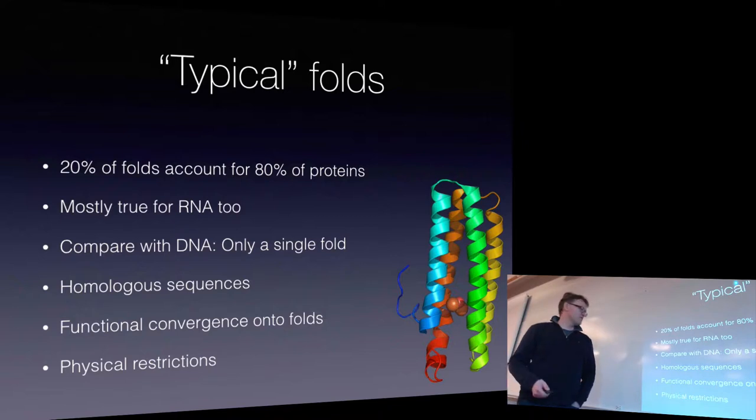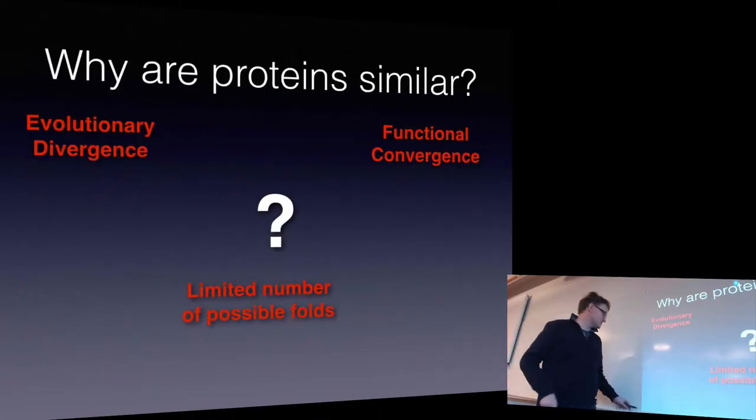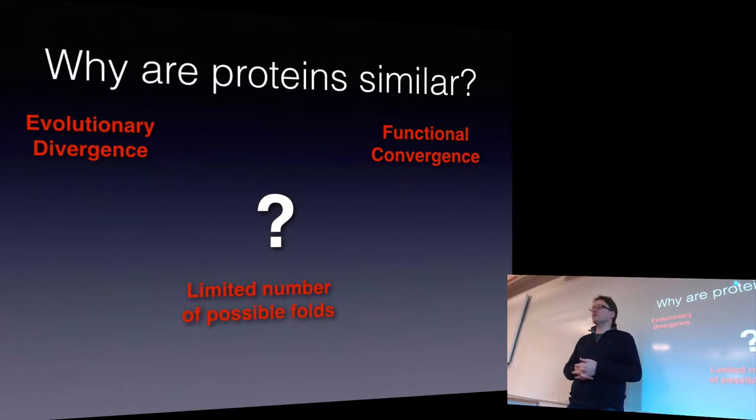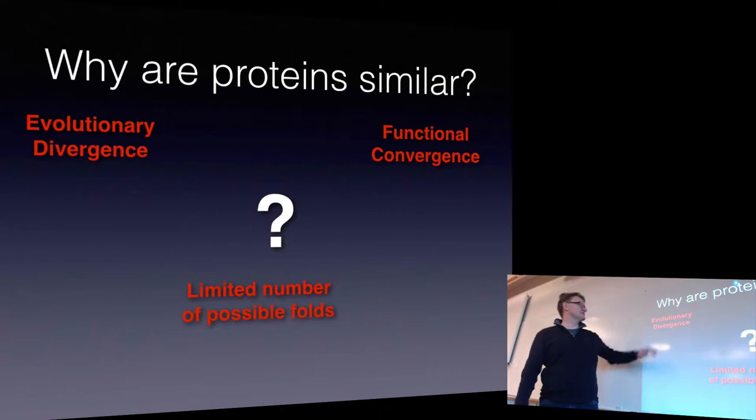Now we could argue that there are three possible answers to this question. This could be caused by evolutionary divergence. That is, if you pick a fold, the globin fold, maybe every single protein that has a globin fold was at one point in time related. So all the hundreds of proteins in your body that have the globin fold, their sequence identity might be so extremely low nowadays that you can't even identify that they are related anymore. They have diverged so much that you can't say they're related, but at one point in time, they must have been related.